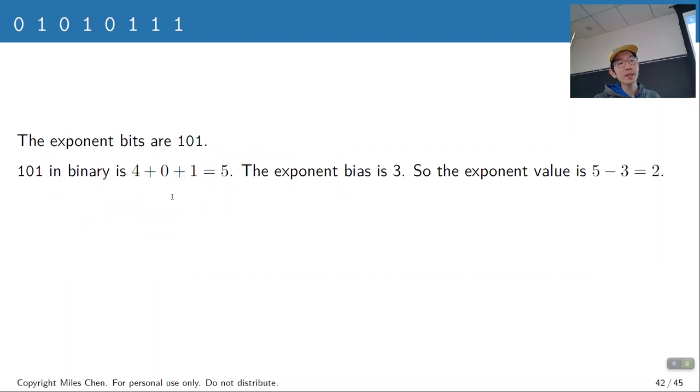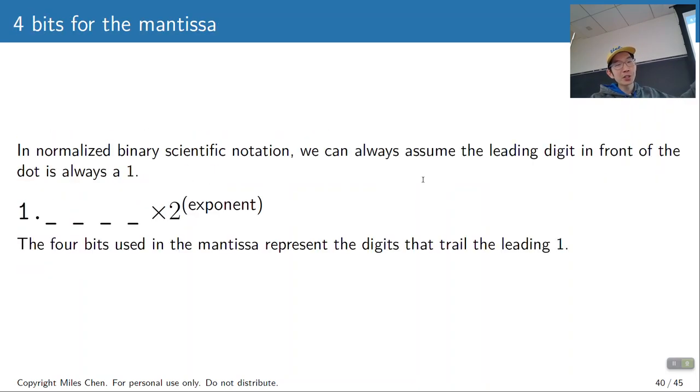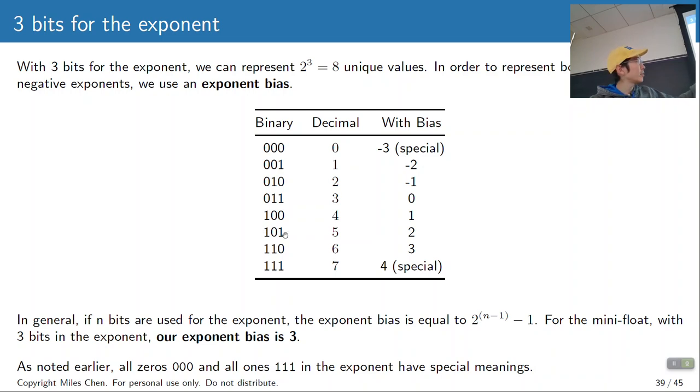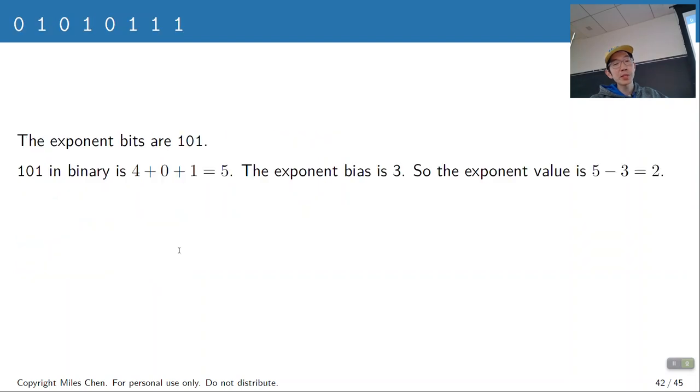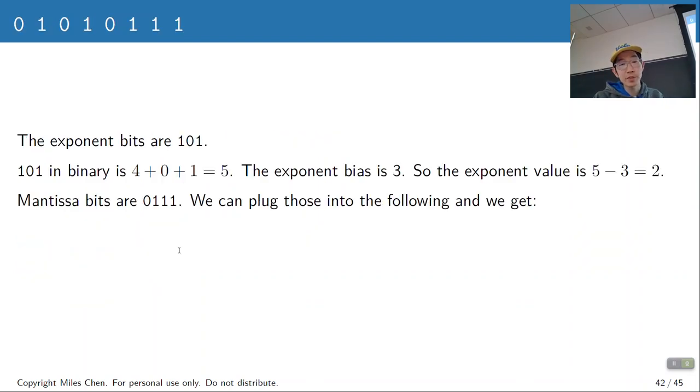mantissa. So the exponent bits are 101, which is 5 in binary. We have an exponent bias of 3, so our exponent value is 2. Okay, let me go back to this chart, okay? And we say, okay, in binary, 101 is 5 in decimal. We have the bias of 3, and so this becomes a 2, okay? And that's what we have here. So our exponent bits are 101, which corresponds to an exponent value of 2.